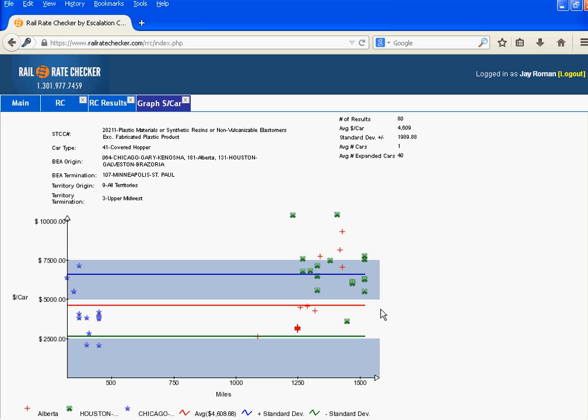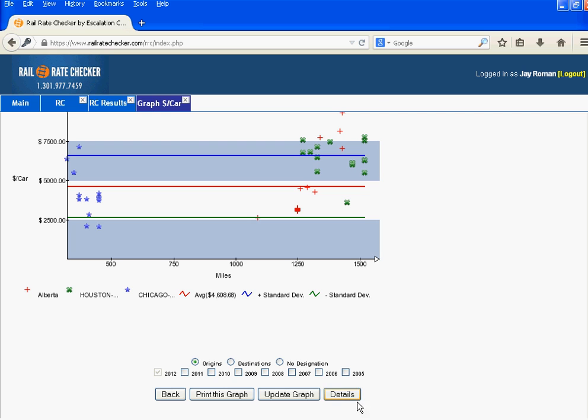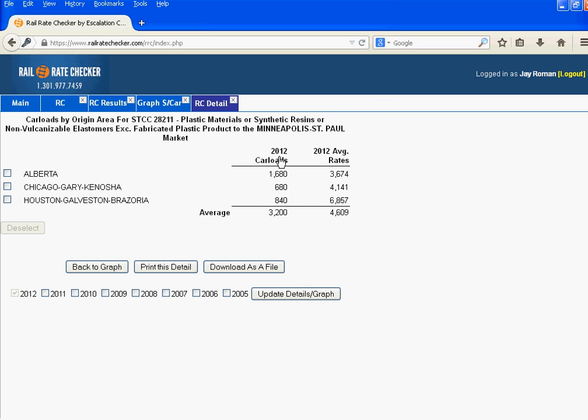This is extremely important information to know for your rail negotiations, primarily because railroads do not mind you saying that you have high rates. What they do mind is you demonstrating that they're putting you at a competitive disadvantage in your markets. But we have a lot of information, a lot of rates on this graph. Let's click the details button and we'll take a look at averages.